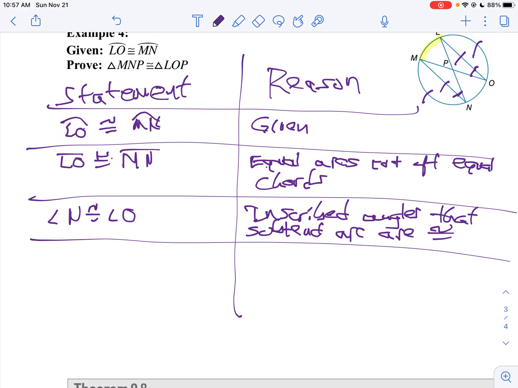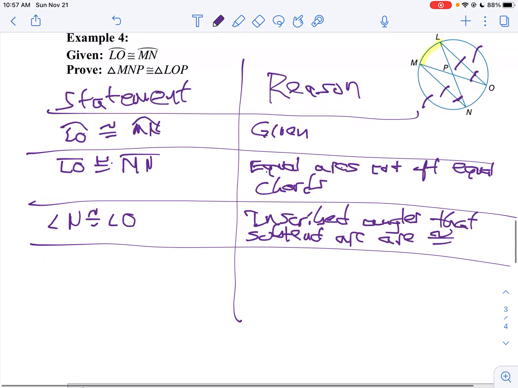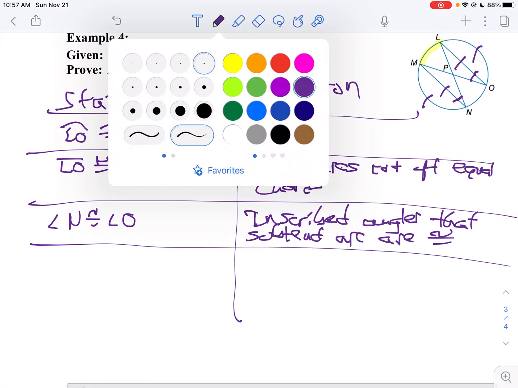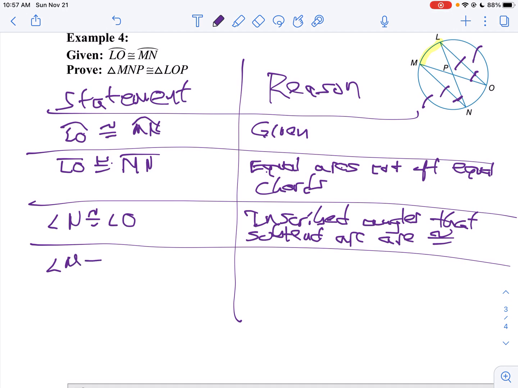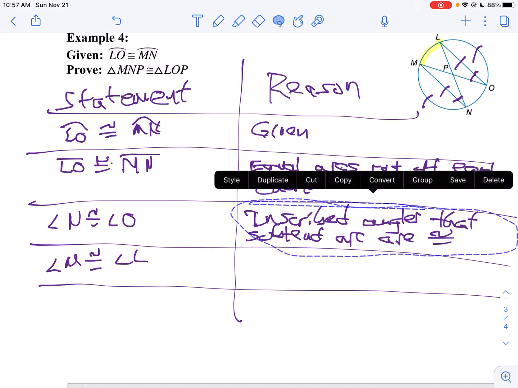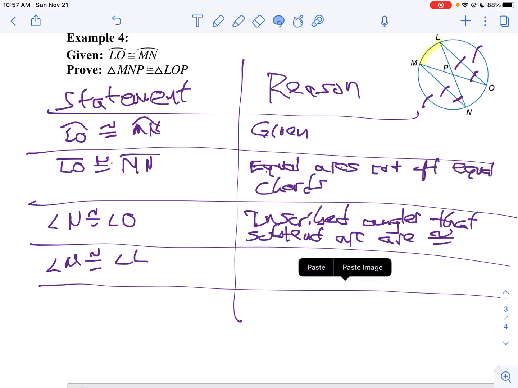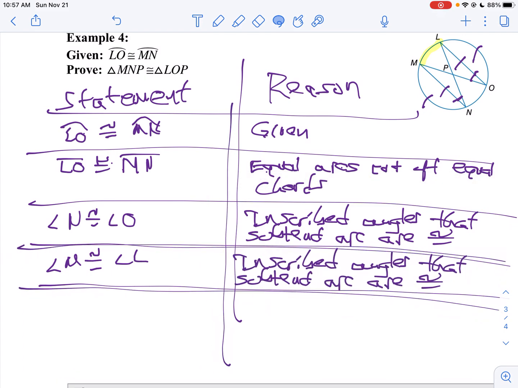And I got a choice now, because angle M is the same. I could say angle M and angle L are the same, can't they? Or I could say my vertical angles. I'm going to say angle M is congruent to angle L. And the reason I know that is for the same exact reason, and I'm lazy, so I'm just going to copy this. So I got that.